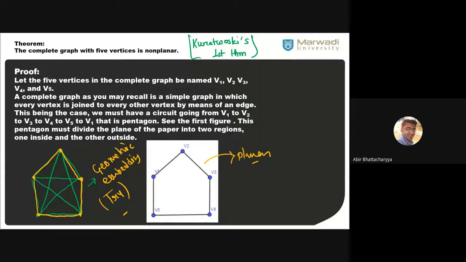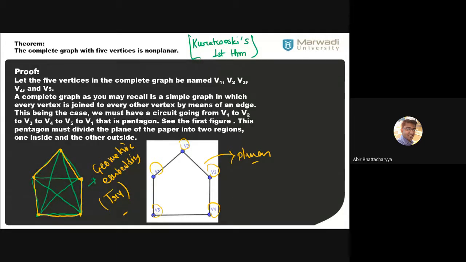Okay. So this graph is a planar graph. Now we will try to connect the inside vertices. Let me give you the names of the vertices. This is V1, V2, V3, V4, and V5. So first, what is written here? A complete graph, as you may recall, is a simple graph in which every vertex is joined to every other vertex by means of an edge. This being the case, we must have a circuit.